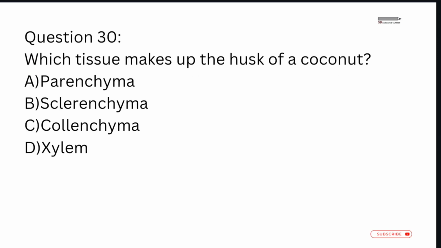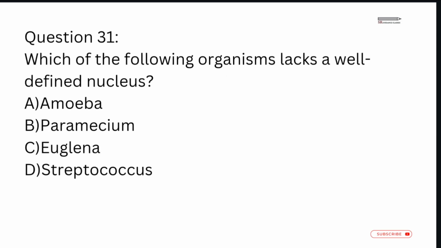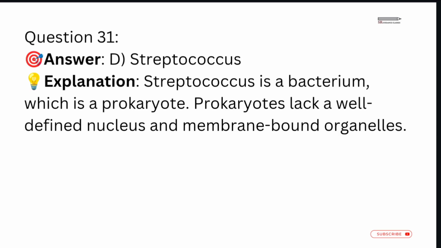Which tissue makes up the husk of a coconut? The correct answer is option B, sclerenchyma. Which of the following organisms lacks a well-defined nucleus? The correct answer is option D, Streptococcus.